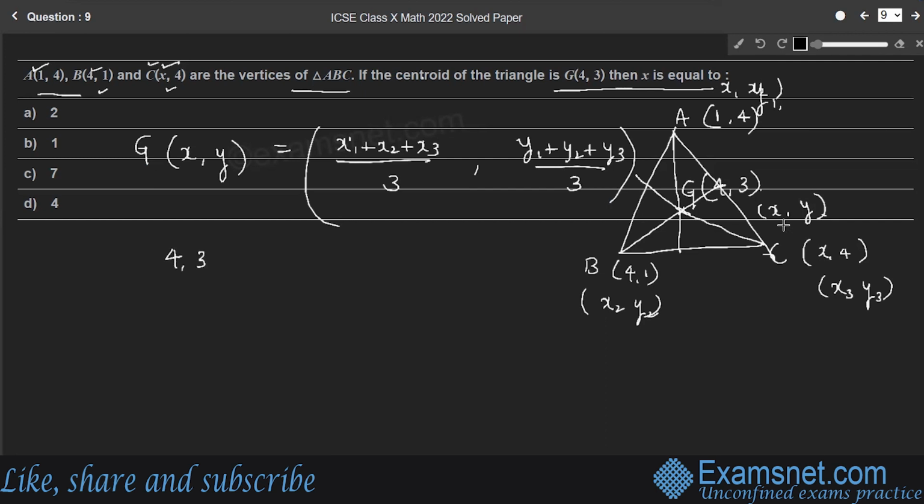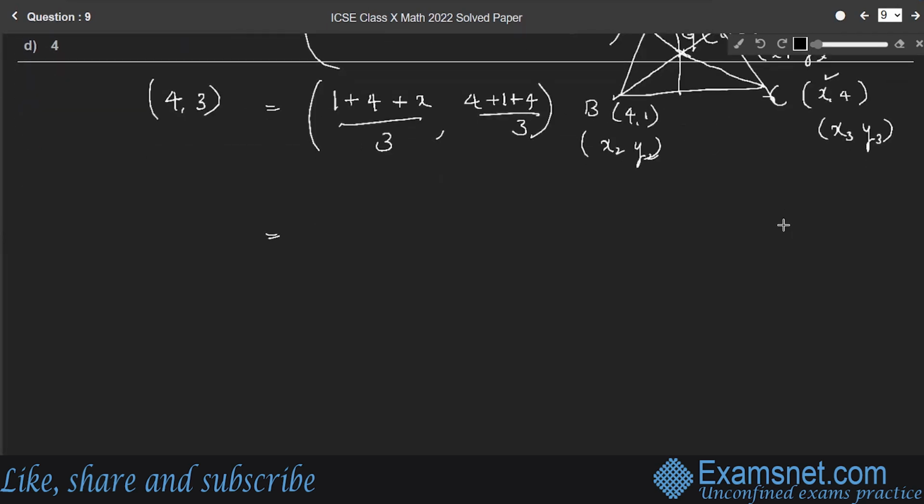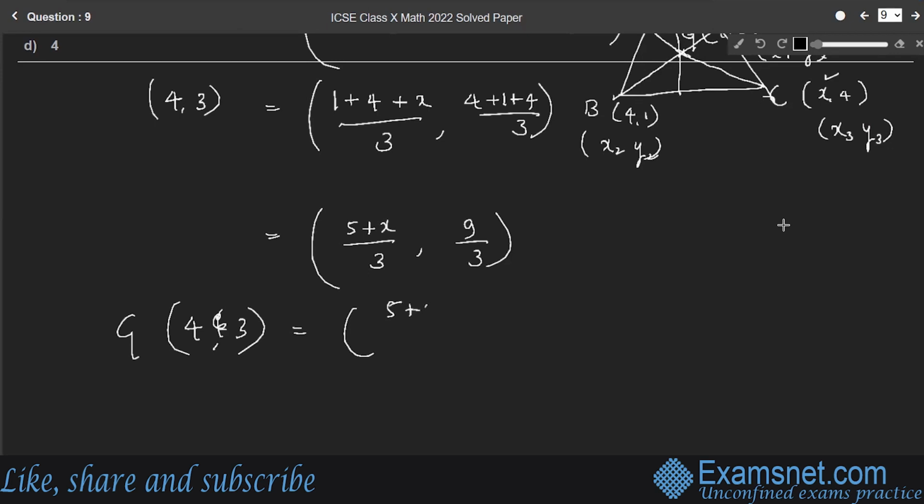Therefore, we can write (4, 3) is equal to, so x1 is the x coordinate of A, plus x2 is the x coordinate of B, 1 plus 4, plus the x coordinate of C, which is x, by 3, and the y coordinates are 4 plus 1 plus 4 by 3. Therefore, the centroid can be written as (5 plus x) by 3 and 9 by 3.